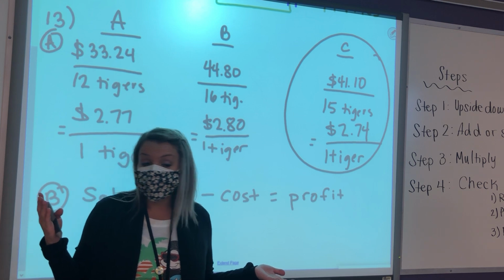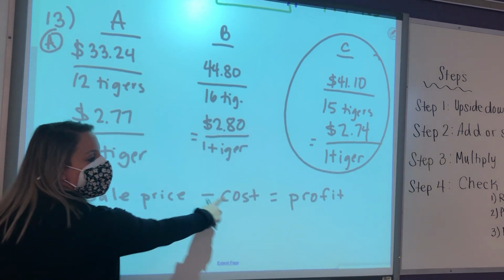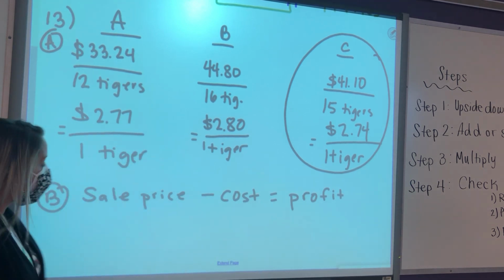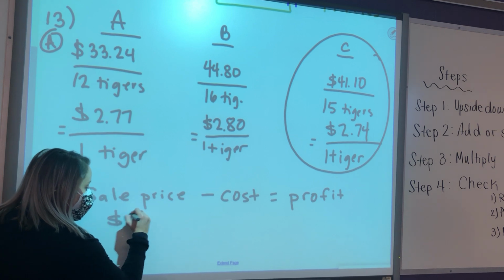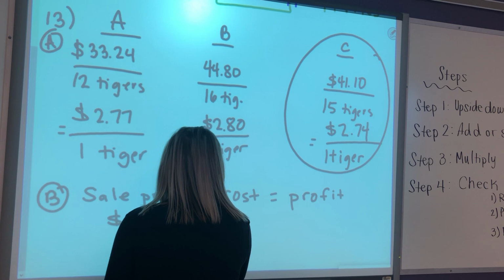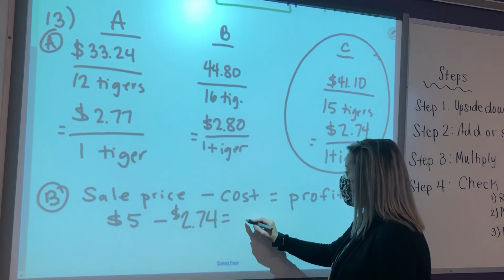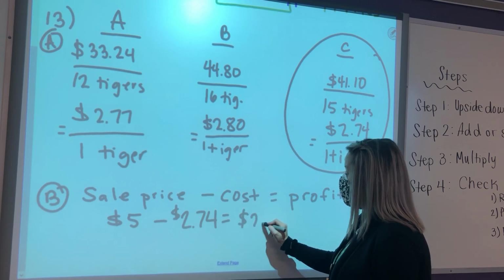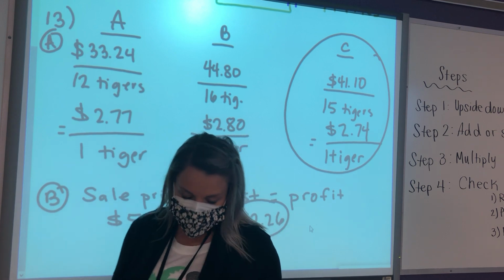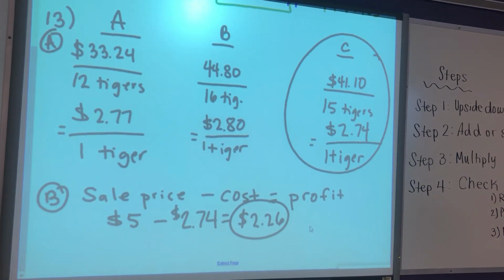Crazy, right? All right, so I'll give you guys some. Sale price minus cost, because it's our profit. So like Danica said, we're gonna sell for $5. The tiger cost us $2.74. Danica, what did you say the profit was? $2.26. So for each stuffed animal, we are going to make $2.26. Okay?